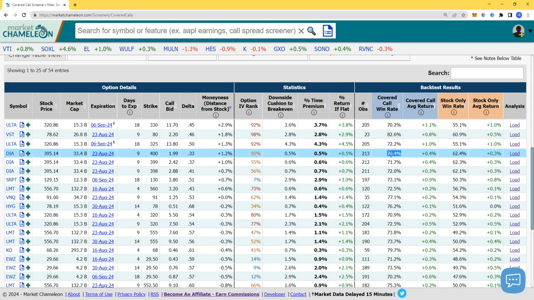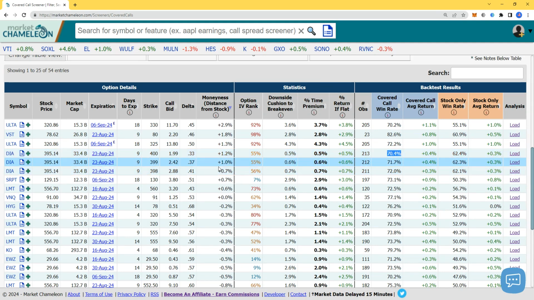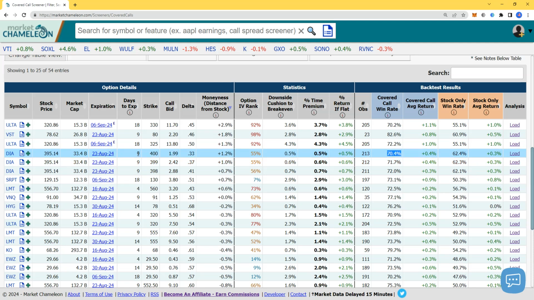70.4% covered call win rate. And all sorts of information, and basically it tells you, hey, you can sell the 400. And if you click here, but this is just one idea, but it's not over yet.